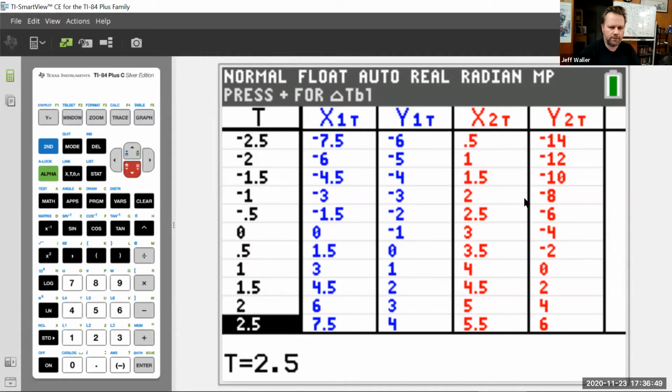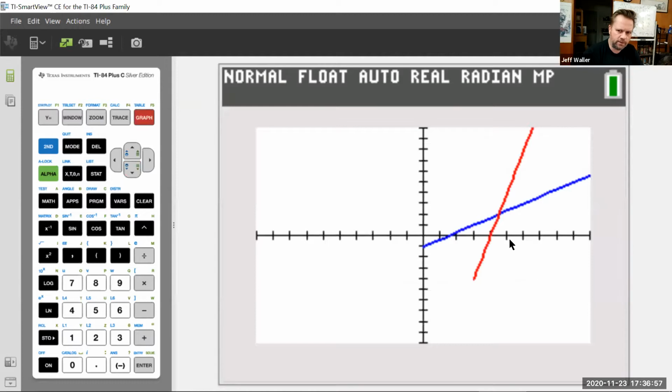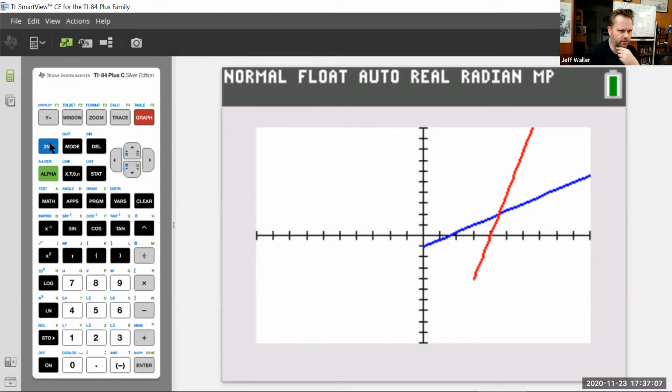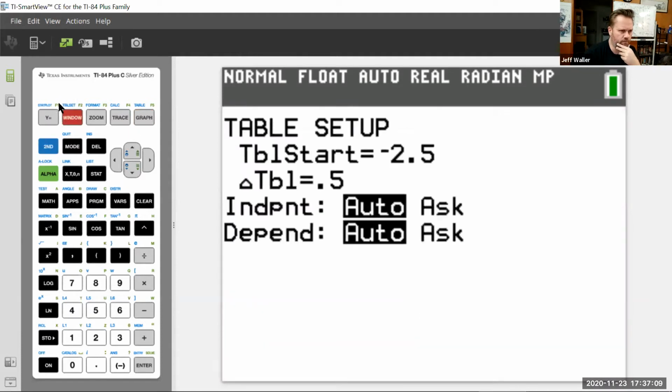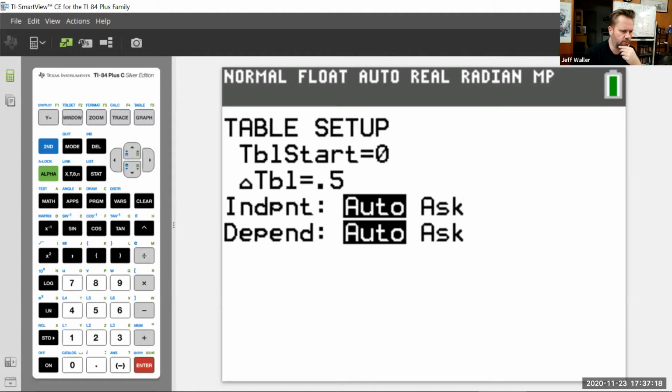I have no idea if what I'm saying makes any sense, but I agree. The idea of graphing it to get an idea of where it might intersect is smart. And then that gives you an idea of what to do with the table to make it more precise. But did you see where it controlled the table? Second window, table set. So I can make the table start somewhere and I can make the table step by so much.